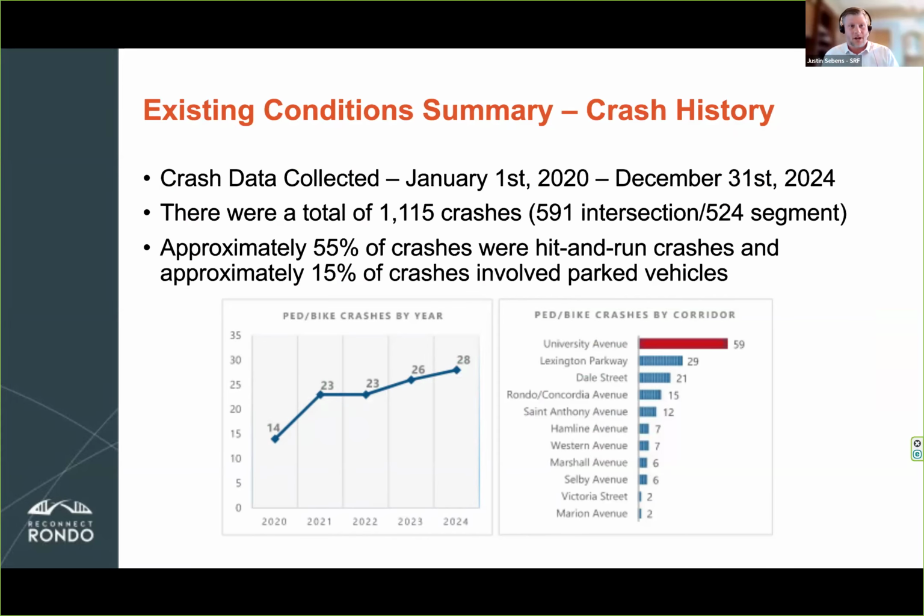This is unfortunately a trend that we're seeing nationally and locally within the state as well. And so just want to make folks aware that we're seeing that same trend, that crashes are increasing for our most vulnerable road users. And those crashes are really kind of focused on University Avenue, Lexington, and Dale Street, as well as other locations within the area.